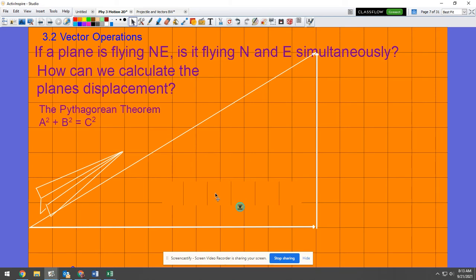This is nothing new. It's the Pythagorean theorem, a squared plus b squared equals c squared, where of course c is your hypotenuse. This is an excellent tool. If you struggle with the Pythagorean theorem, make sure you're asking questions. I would be glad to help you with that, but that's all the time I'm spending on it.